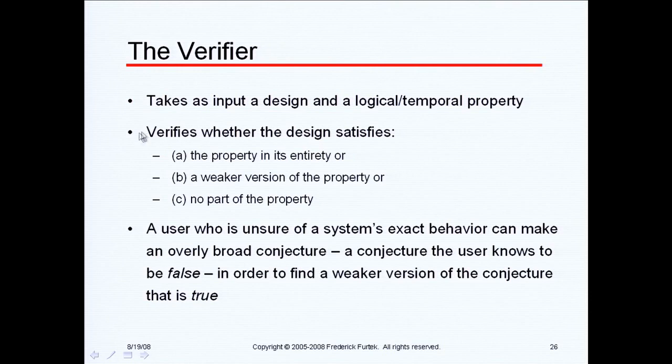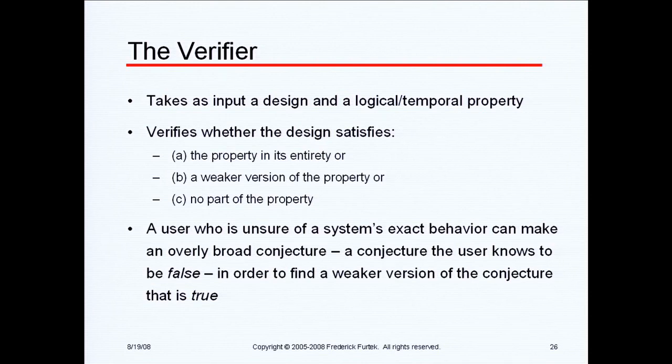Now, what's unique about this verifier, in contrast to other verifiers, is in most cases it gives you yes or no. Yes, it's verified. No, it's not verified. But this verifier can indicate whether the property is satisfied in its entirety or whether a weaker version of the property is satisfied or whether no part of the property is satisfied. So that a user who is unsure of a system's exact behavior can make an overly broad conjecture, a conjecture the user knows is false, in order to find a weaker version of that conjecture that is true.